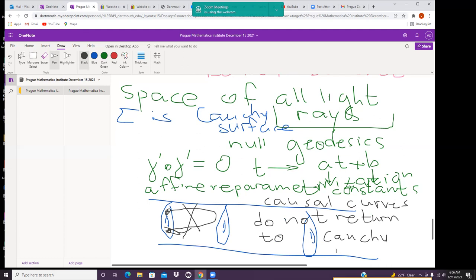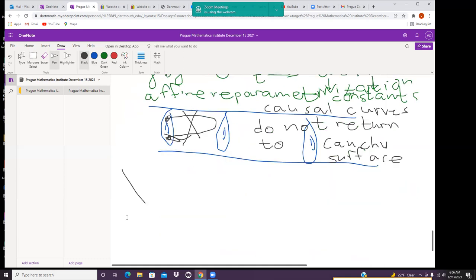Okay, I think that this is almost, I need to say one more thing. I need to say what is, so assume that X is the space-time. And to the space-time, I would like to associate another space, which is the space of all light rays in X.